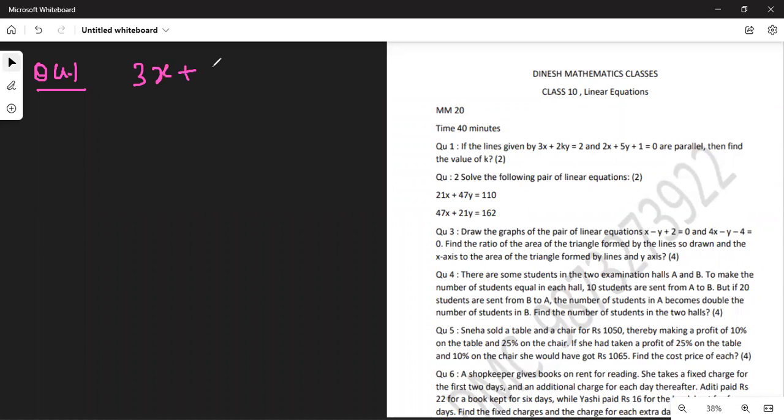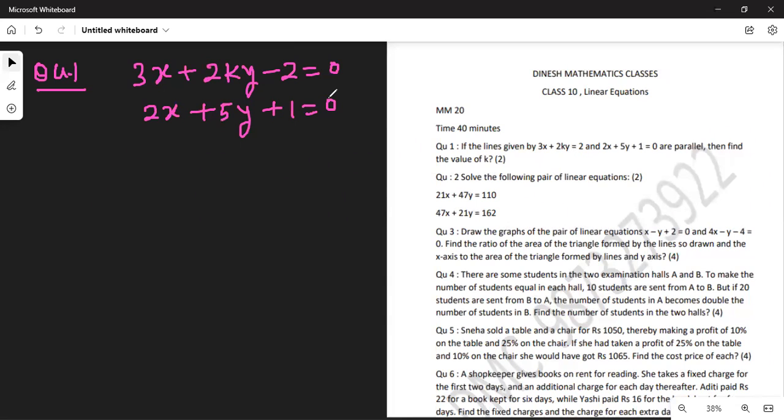3x plus 2ky minus 2 equal to 0. We took this 2 to the left. The second equation, to write the equation in standard form, of course, is 2x plus 5y plus 1 is equal to 0. So they are saying the lines are parallel.